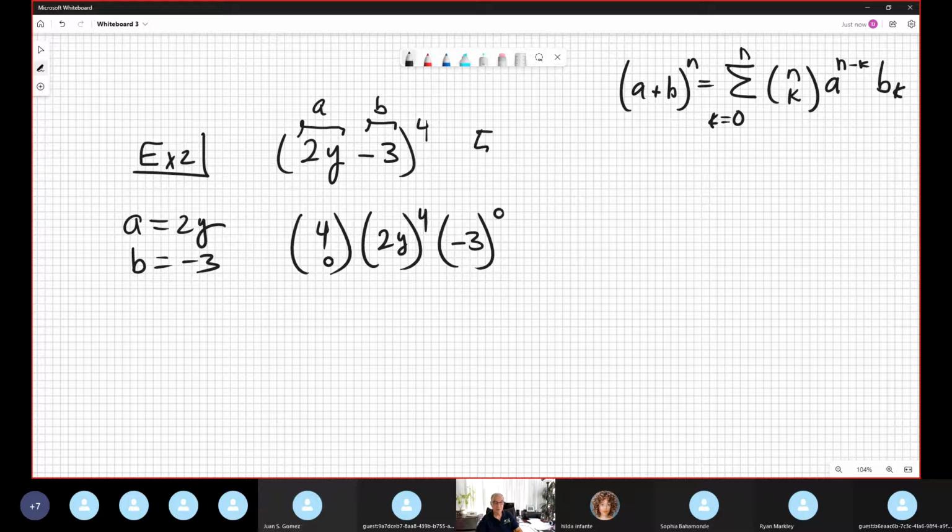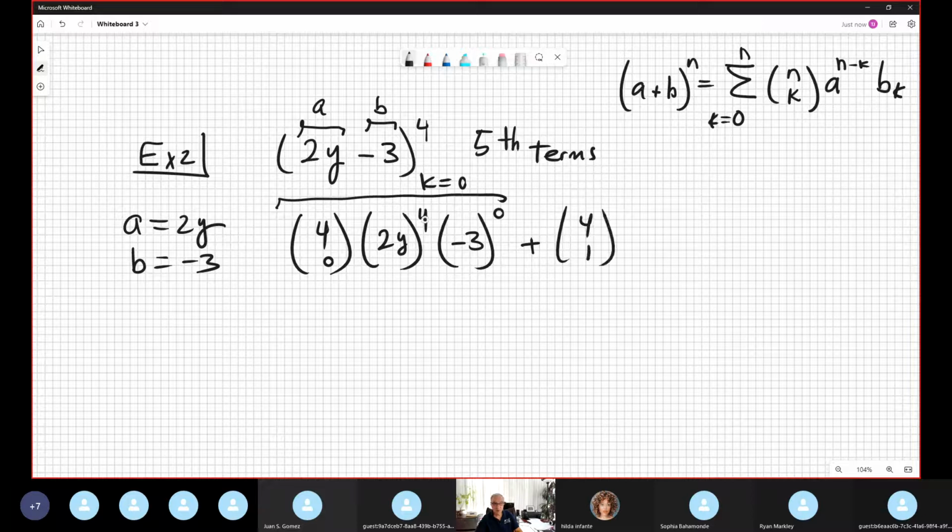Remember, we have five terms. In this case k is 0. Plugging in 0 here, 0 here, 0 here. For k equals 1 it is 4 times 2y raised to the cubic power, because you're decreasing 4 minus 1, and negative 3 raised to the 1 power, 0 plus 1.